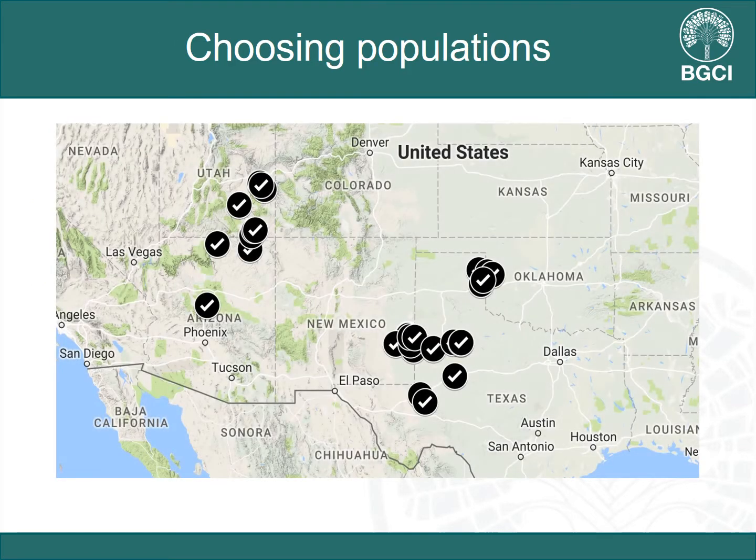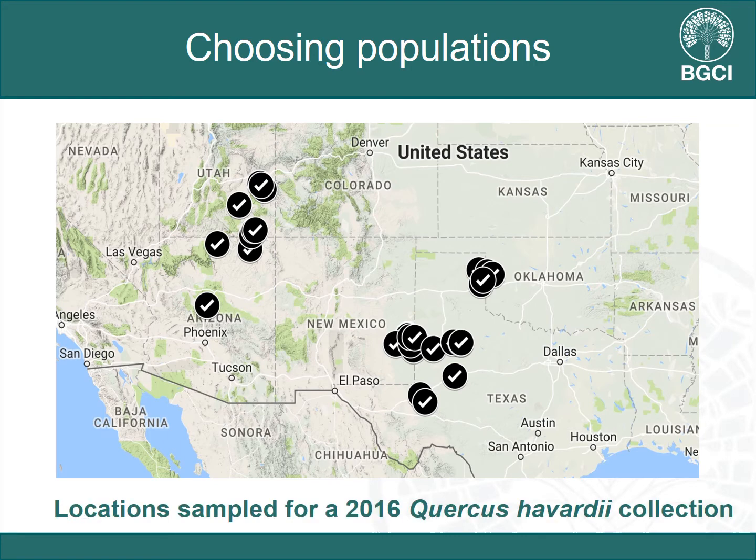Now, let's talk about choosing populations. Sometimes a species occurs in only one population, but more often there are multiple or many populations, sometimes across a large geographic area. Shown here are seed collection sites from a recent collection I made of Shinnery oak, or Quercus havardii, which occurs across at least 5 different states in the United States.